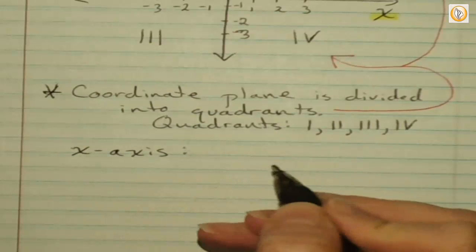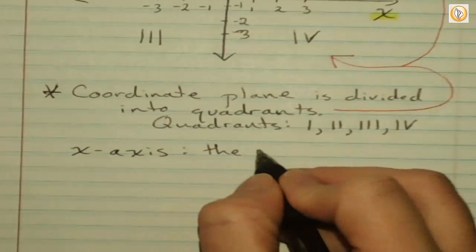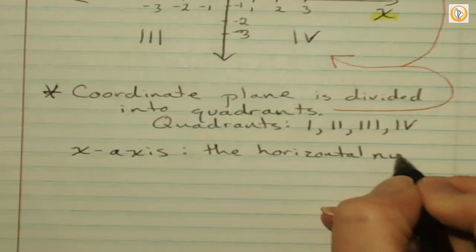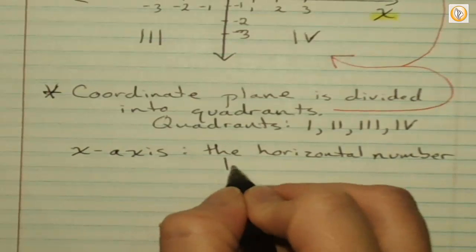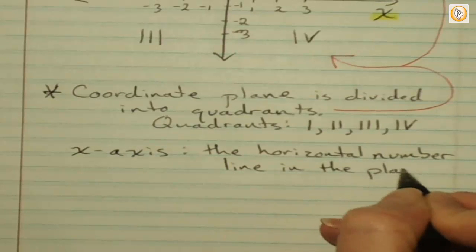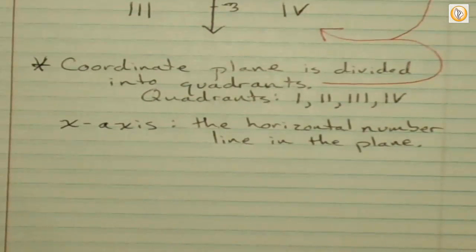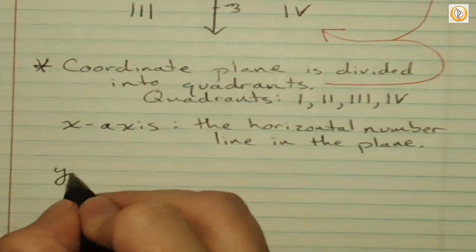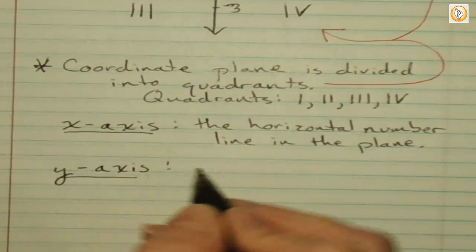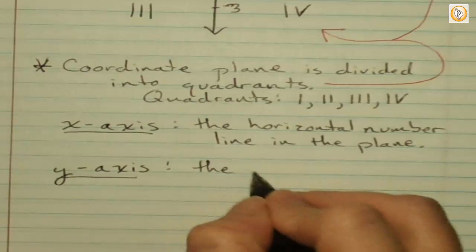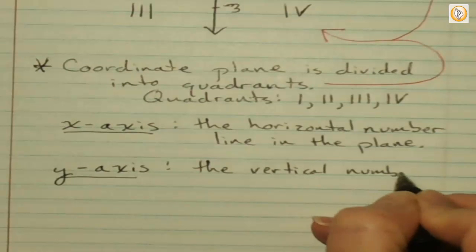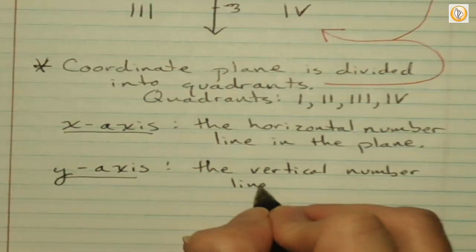Okay, x-axis. That is the horizontal number line in the plane. So if I say the x-axis, you will know what that is. And guess, boys and girls, what the y-axis is. The vertical number line in the plane.